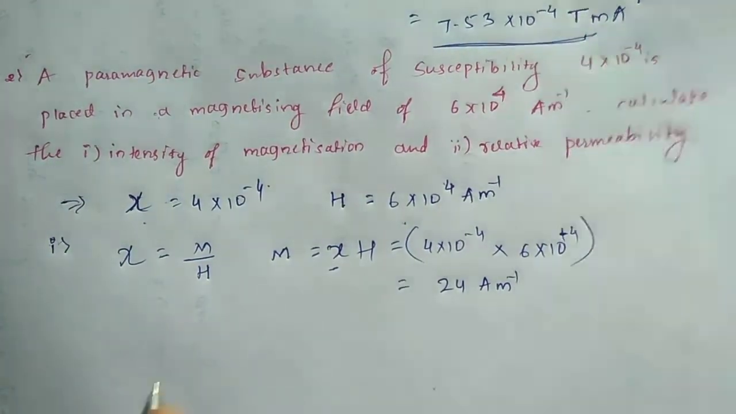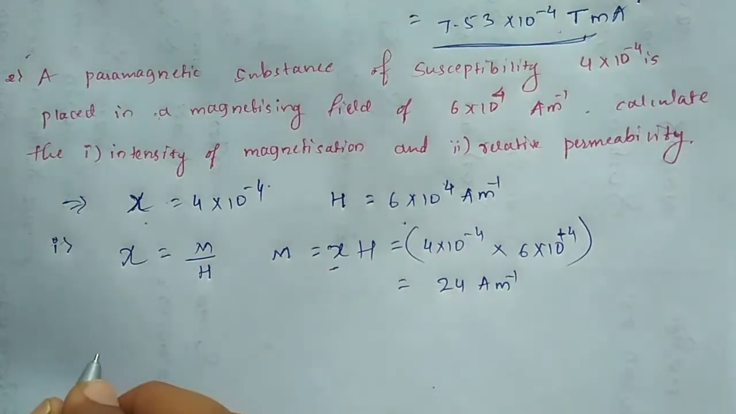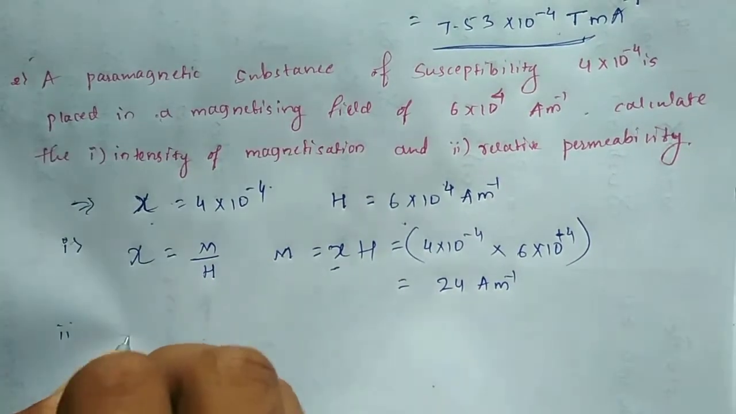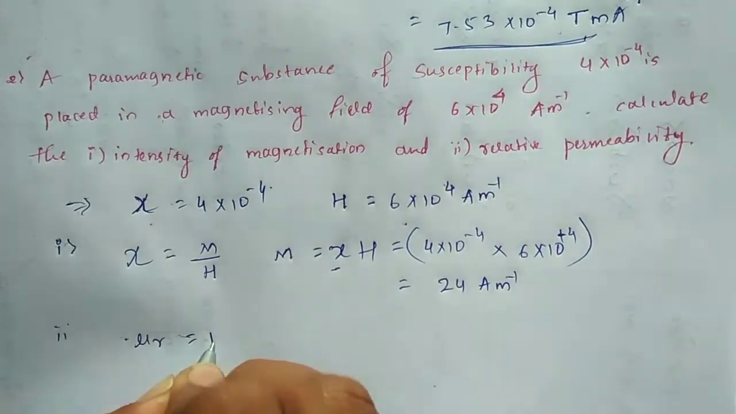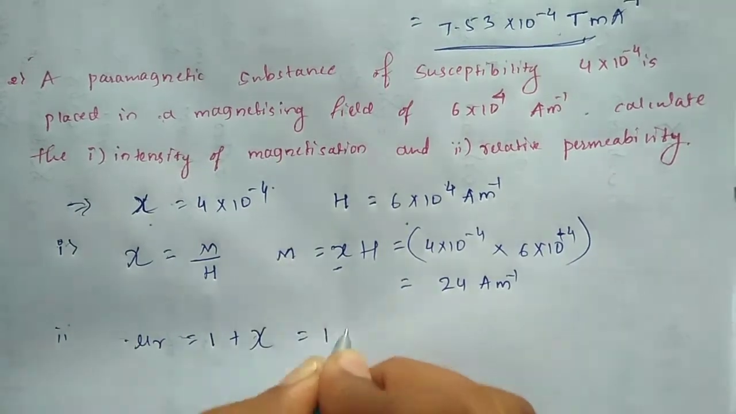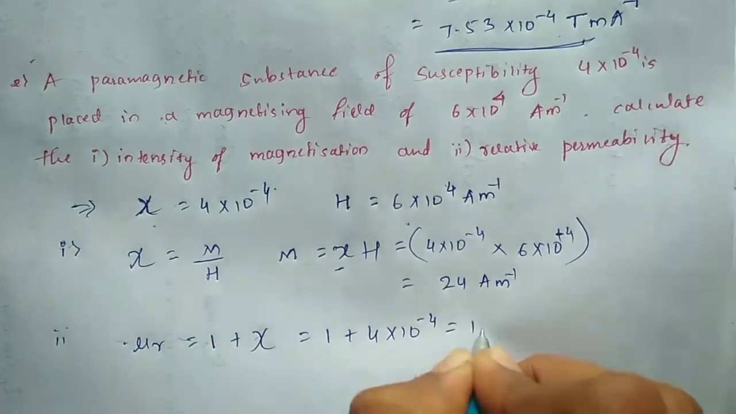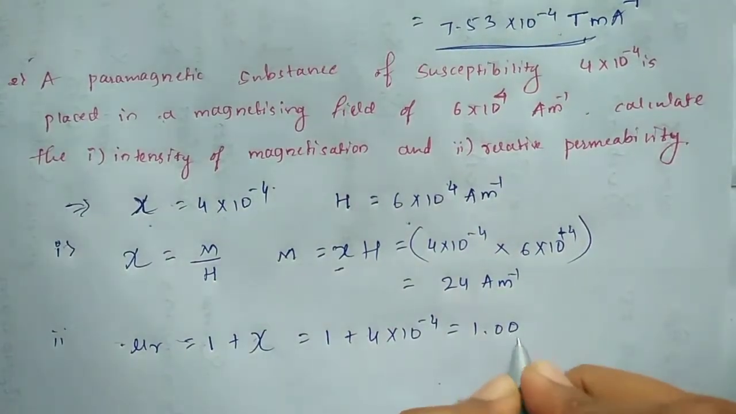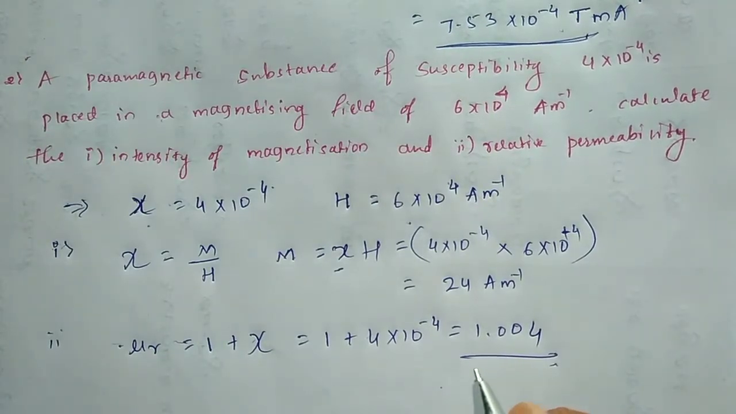And next I have to find the second one, the relative permeability. So mu r equals 1 plus X, that is 1 plus 4 into 10 to the power minus 4. You will get 1.0004. This is the relative permeability.